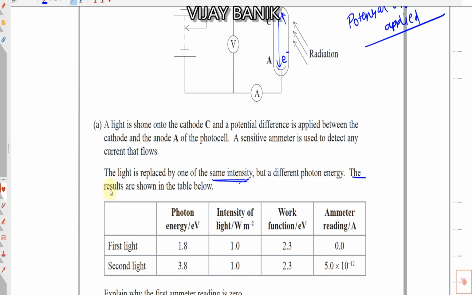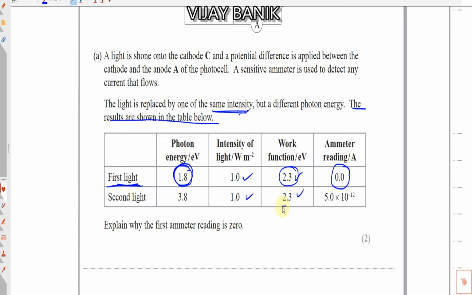The results are shown below. The first light has a photon energy of 1.8. Both of their intensities are 1. The work function is 2.3, and the energy of the photon is less than the work function. So no emission of electrons takes place. Therefore the current is 0. Second light, it is more than threshold. The photon energy is more than the work function. Therefore emission of electrons takes place, and therefore the current is there.